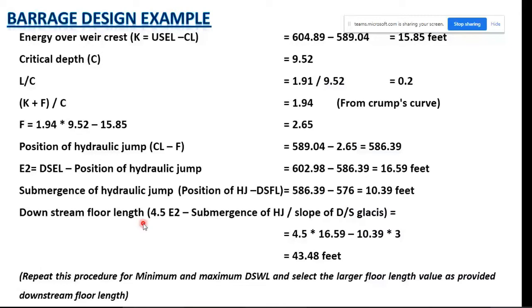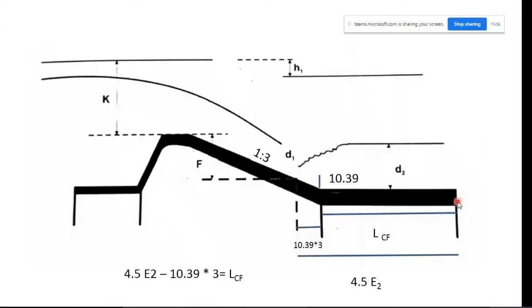The downstream floor length of the concrete floor should be equal to the length of the hydraulic jump. For this case, the hydraulic jump is occurring slightly upstream of the toe of the glacis, and that can be easily calculated, knowing the submergence of the hydraulic jump as 10.39 and the slope of the downstream glacis as 1:3. So the horizontal distance upstream of the toe of the glacis will be 10.39 into 3. If the hydraulic jump starts here, it will extend a length equal to 4.5 times E2.